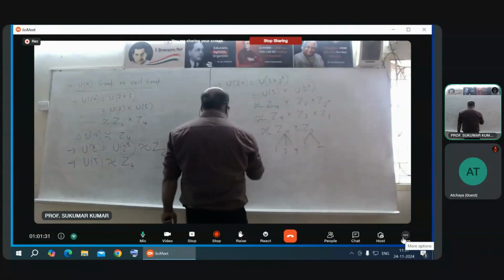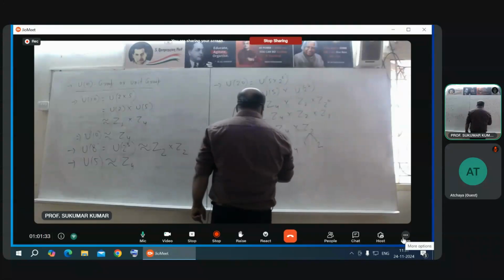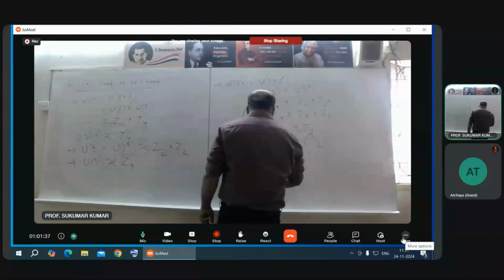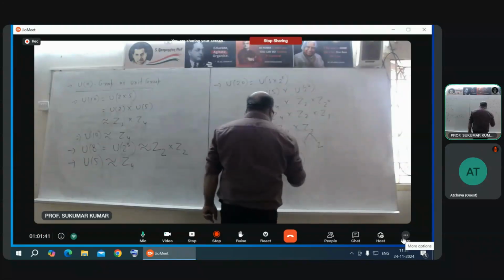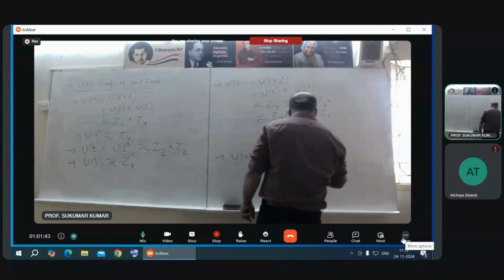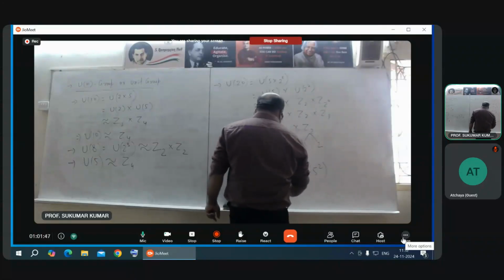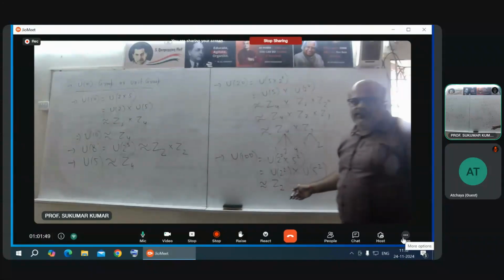Suppose U100. U100 means (2×5) whole square. We can write U2 square, U5 square. Formula use. Isomorphism with this U4, this is U4 direct. I'm writing here after isomorphism with Z2.